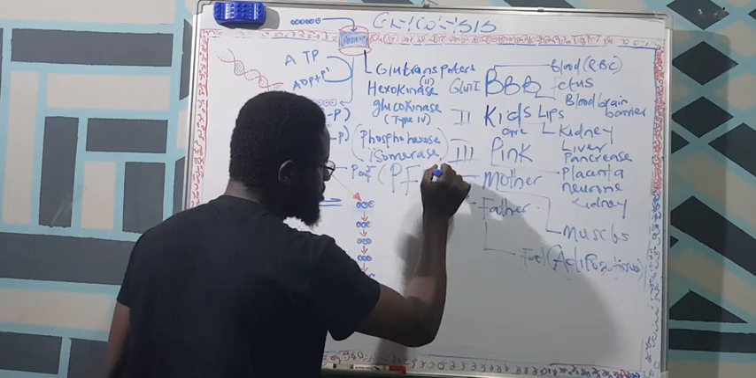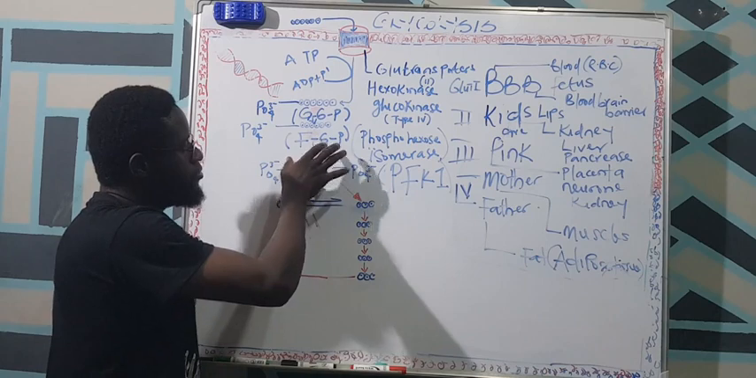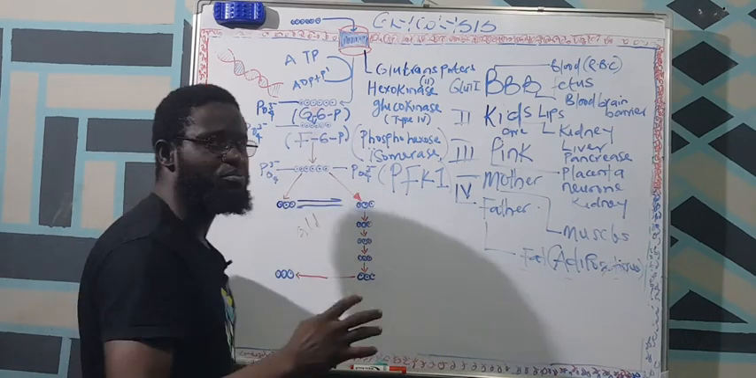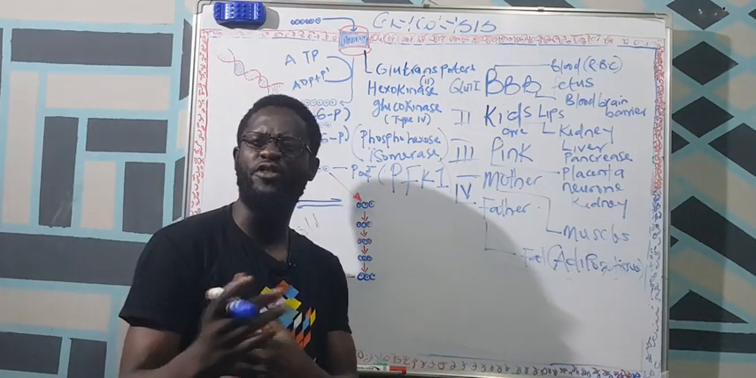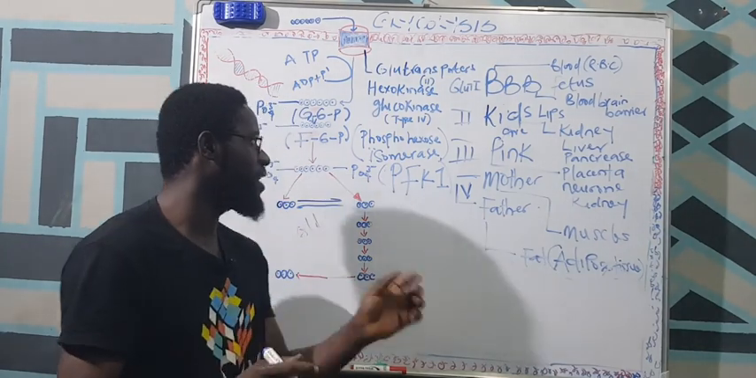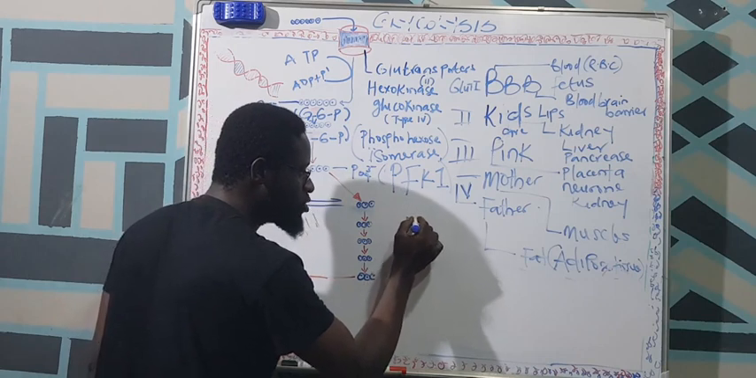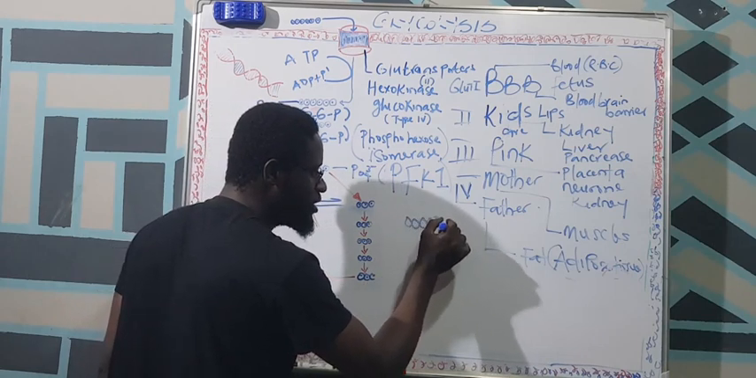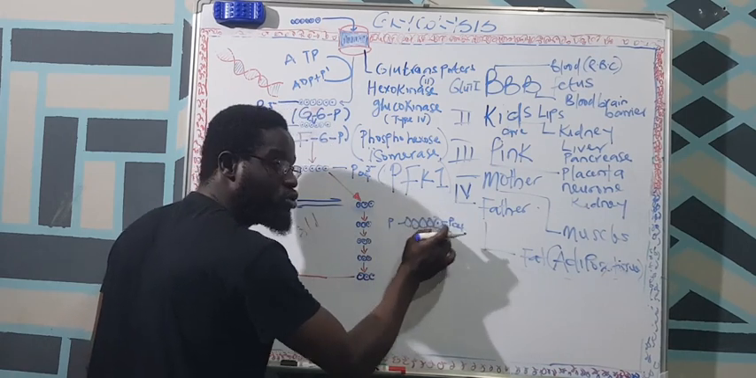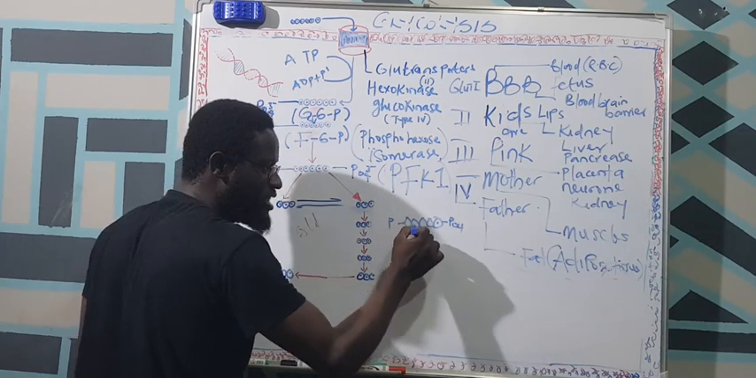Phosphofructokinase 1. This enzyme is responsible for modifying fructose 6-phosphate to fructose 1,6-bisphosphate. And you might ask, what is the difference between bisphosphate and biphosphate? In the case of bisphosphate, you have 2 to 3 different carbons between the first phosphate and the last phosphate. That is why you call it bis.